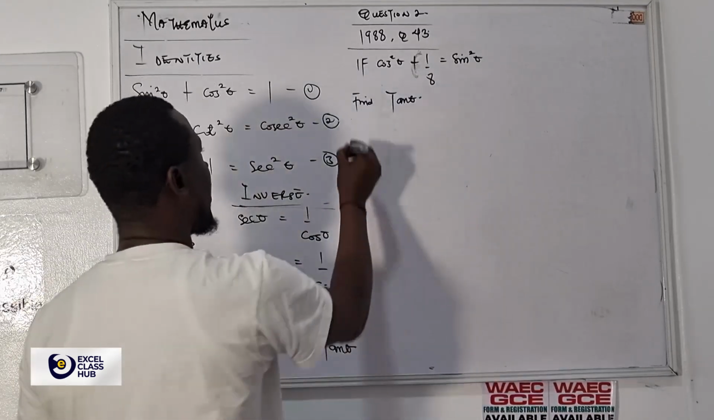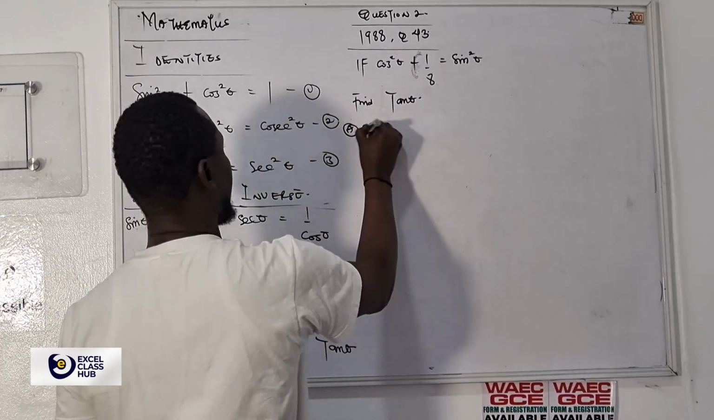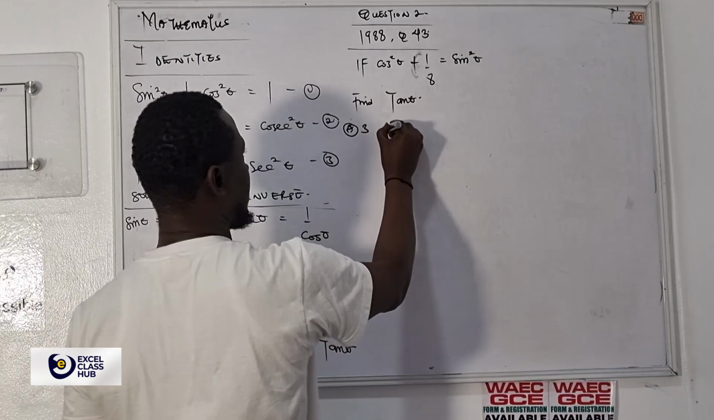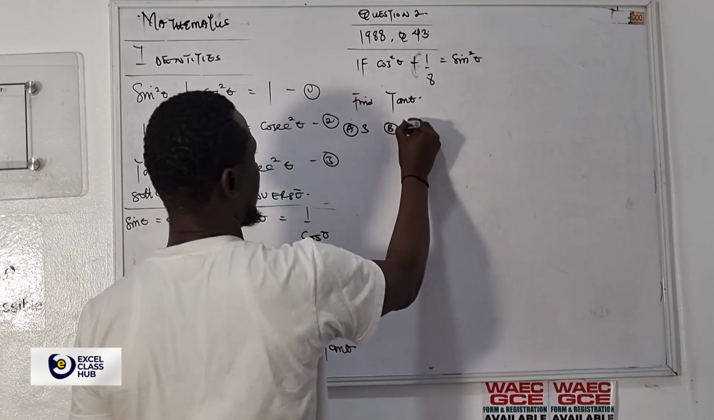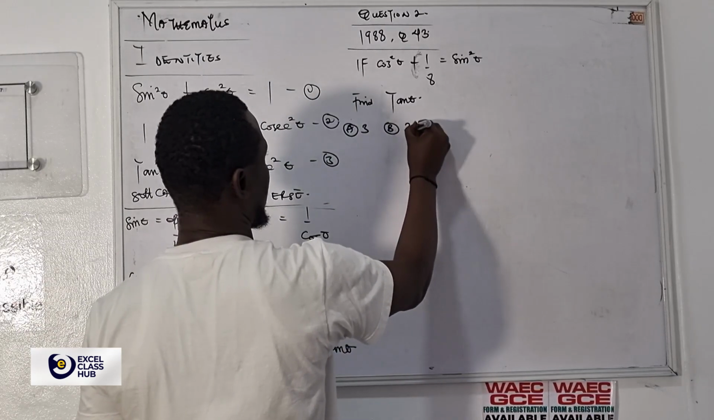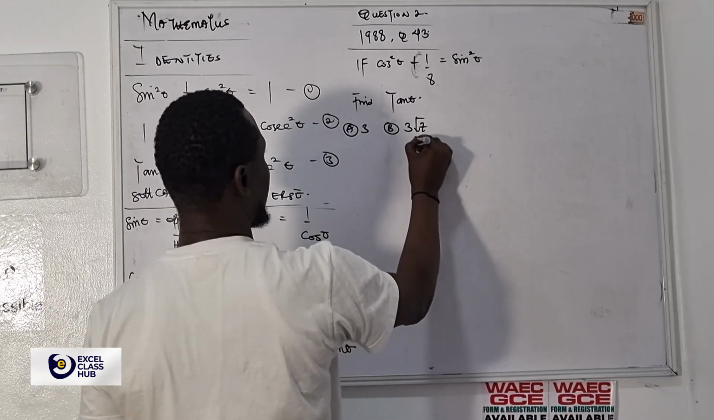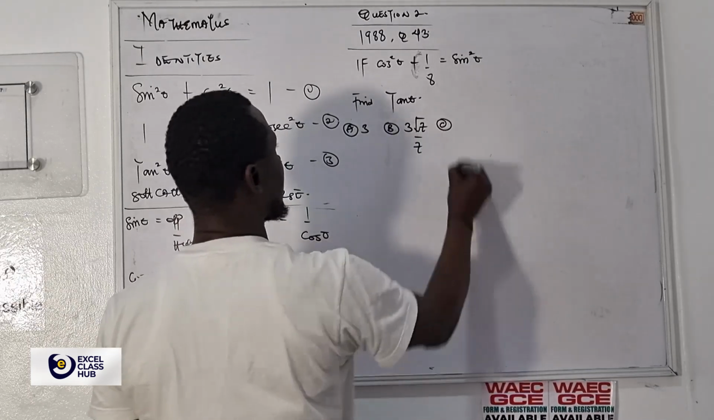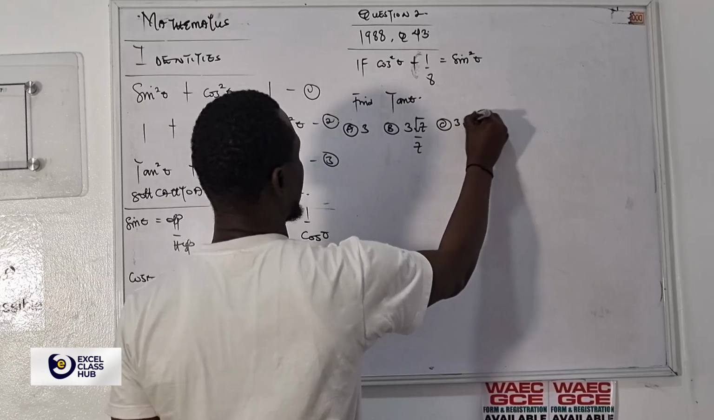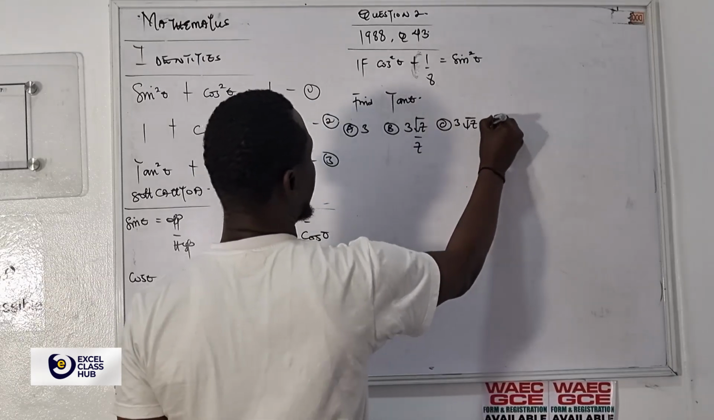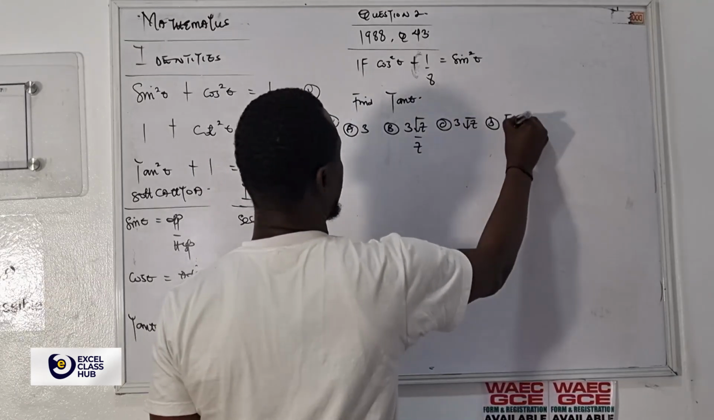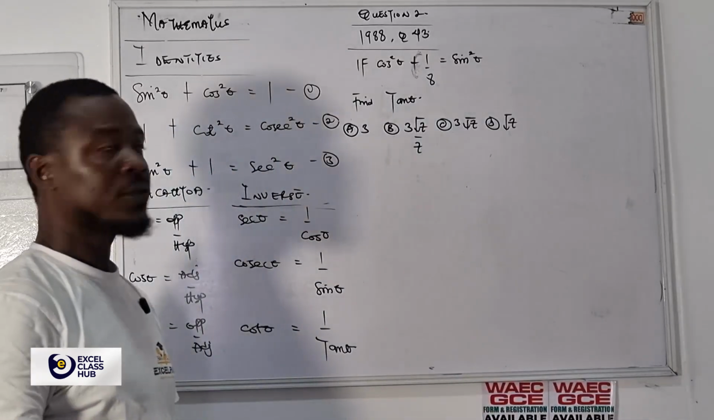Option A: 3. Option B: 3 square root 7, that means 3 root 7 over 7. C: 3 root 7. D: root 7.